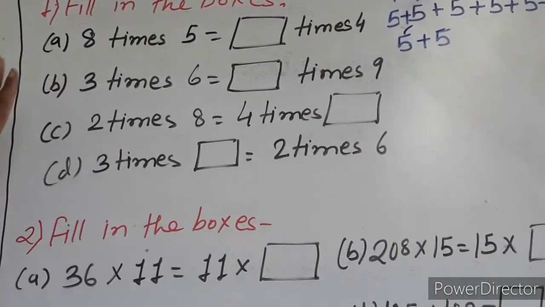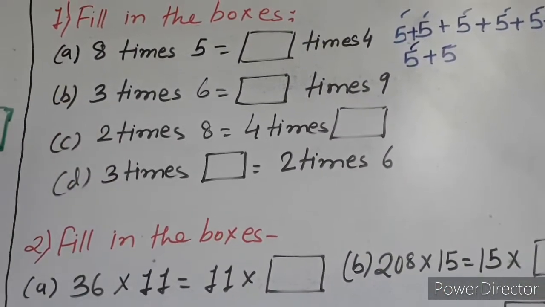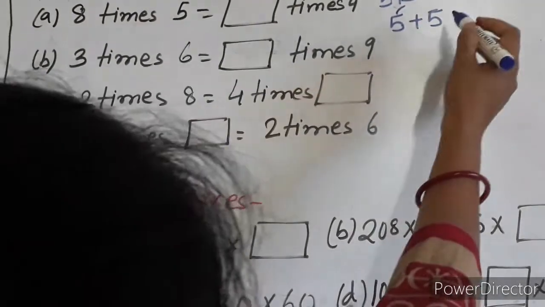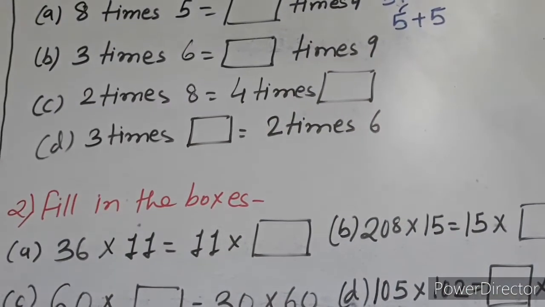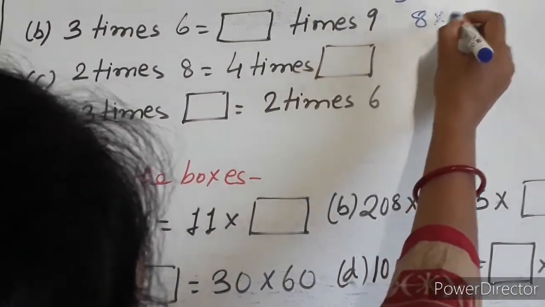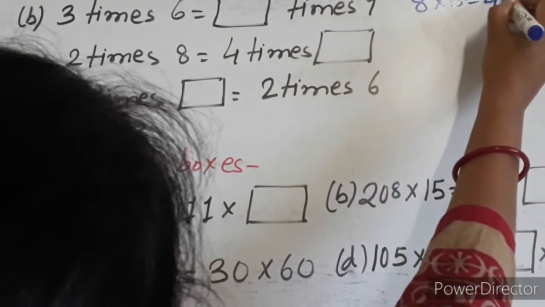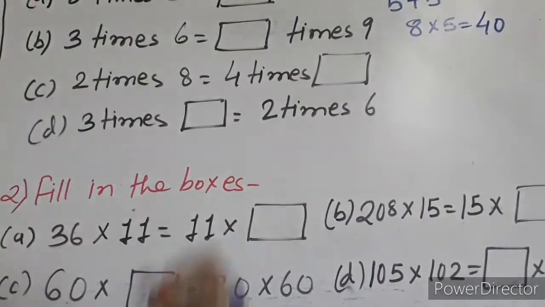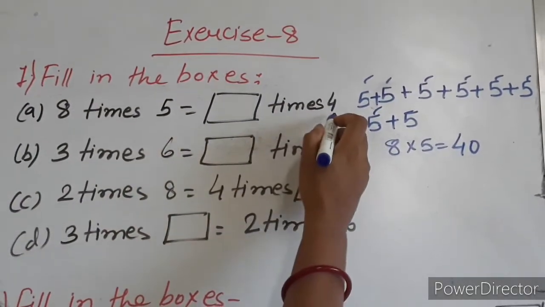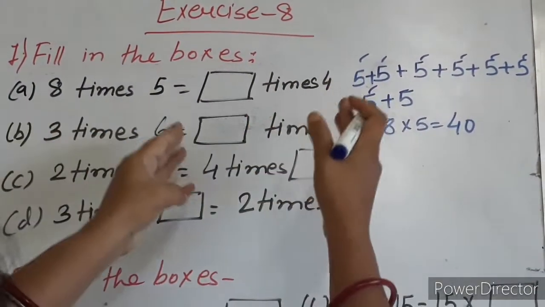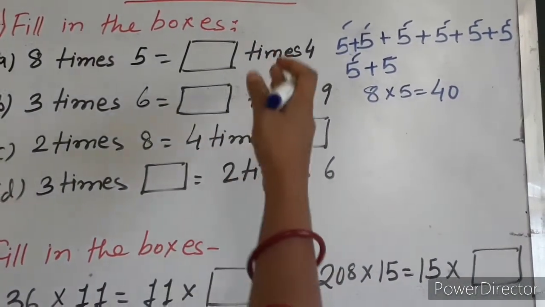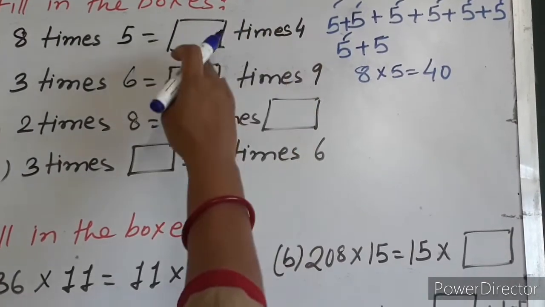8 times means repeated addition, as we know that we multiply numbers by repeated addition. So if you write the 5 eight times, what will happen? Our answer will be 8 into 5 is 40. Okay. Then what will we put on this side? Here dash times 4. So on this side we also have to make 40.